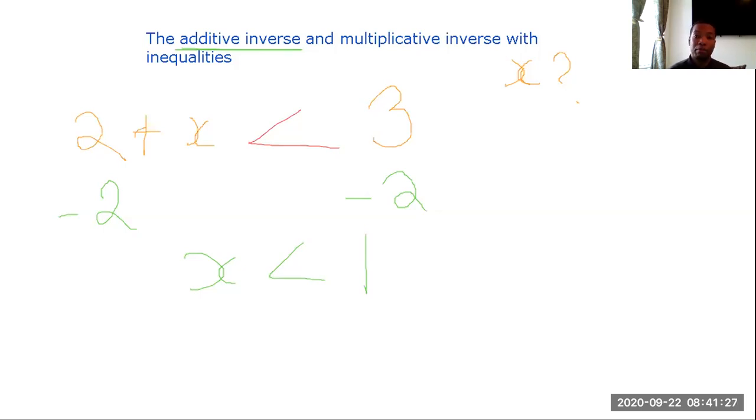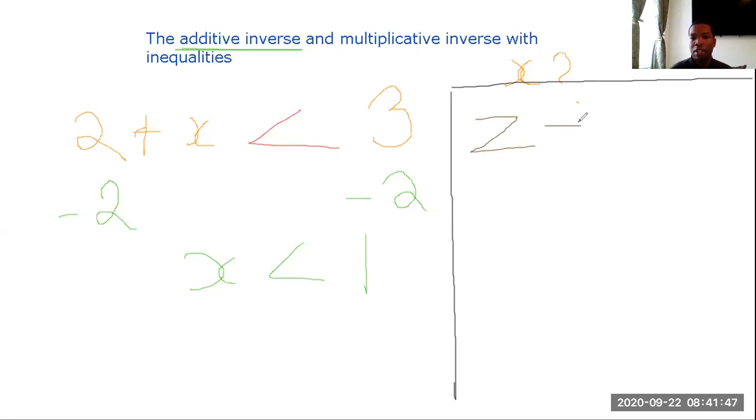I'm going to do another problem. Let's put a line through here. Okay, and then z minus 4 is greater than or equal to 8. And then my job is to solve that problem. Greater than or equal to 8. What is z? That's what they're asking me.